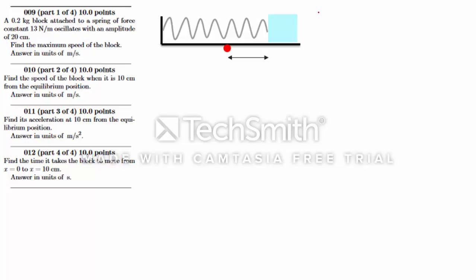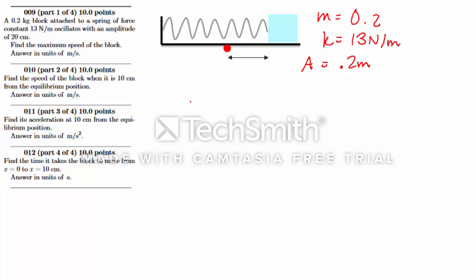Another problem with 4 lovely parts. So we have a 0.2 kilogram block, so mass is 0.2, attached to a spring of force constant 13 newtons per meter, that oscillates with an amplitude of 20 centimeters or 0.2 meters. So we need the maximum speed of the block.